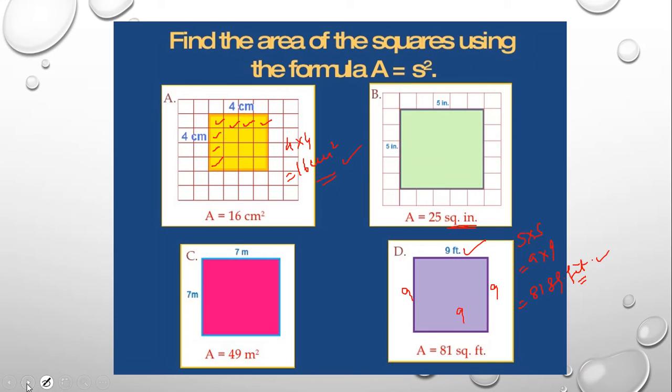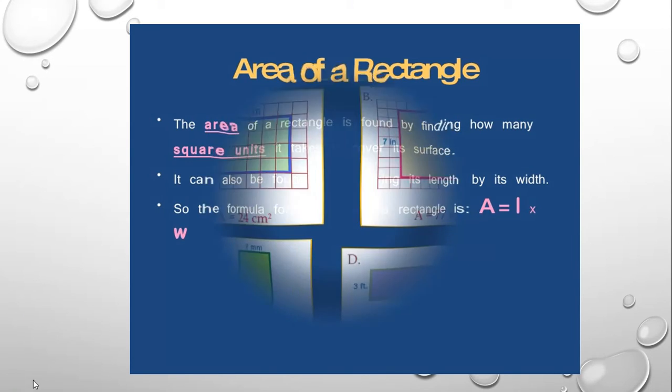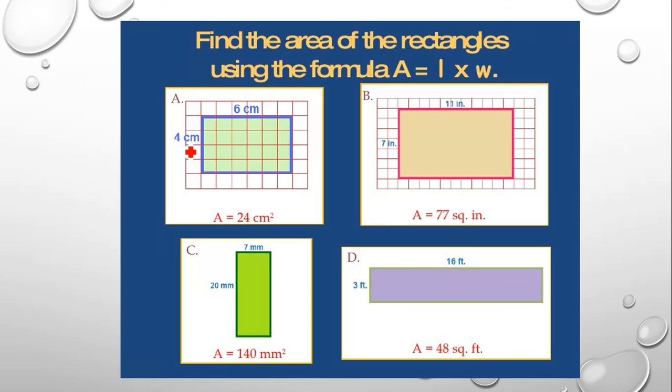7 into 7, 49. Area of rectangle. The area of a rectangle is found by finding how many square units it takes to cover its surface. It can also be found by multiplying its length by its width. Length into breadth. Area of rectangle, product of its dimensions. Now here length and breadth is given. Length is 6, breadth is 4. So L into B, 6 into 4, that is 24 square centimeter.